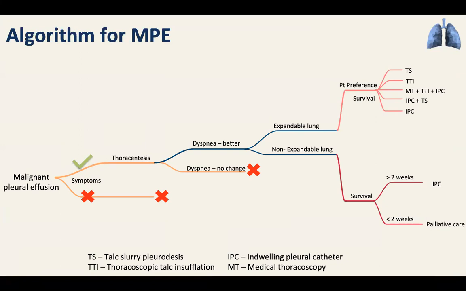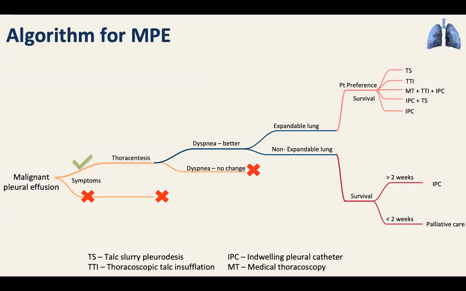In expandable lung, the intervention choice depends on the patient's preference, and this preference includes how active they are, how many times they go for a swim, do they really need to sit in a hot tub, are they really outdoorsy folks who want to maintain that quality of life. If that's the case, then you really want to avoid an indwelling pleural catheter and want to focus on pleurodesis, either thoracoscopic, or you could do chest tube pleurodesis. You could do a combined rapid pleurodesis protocol.